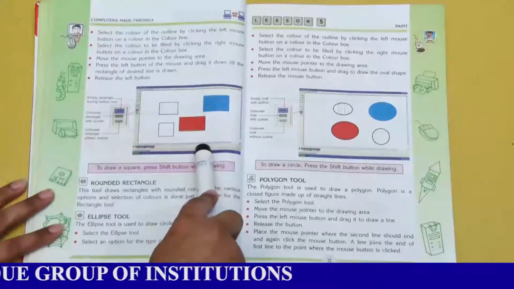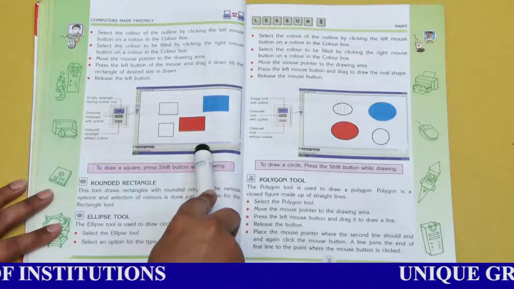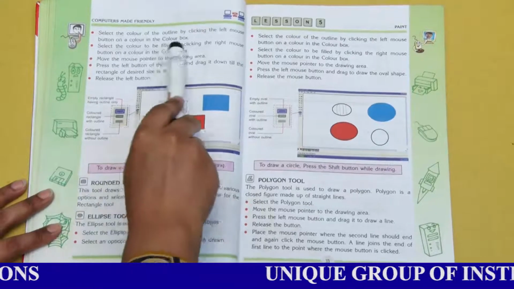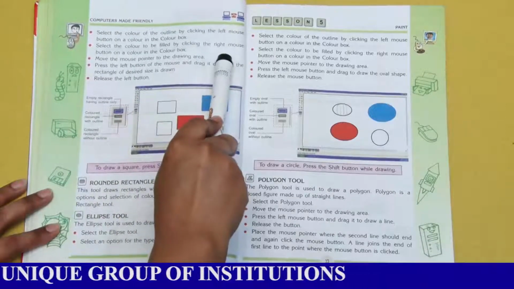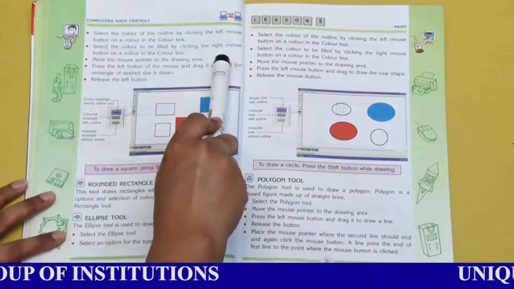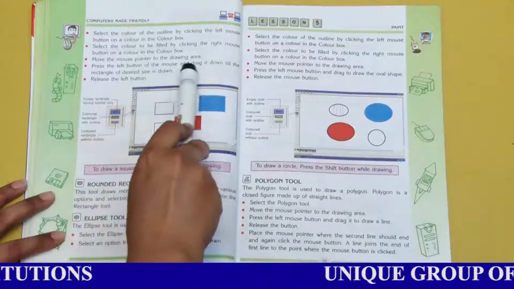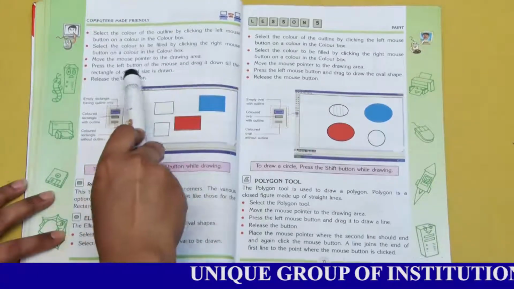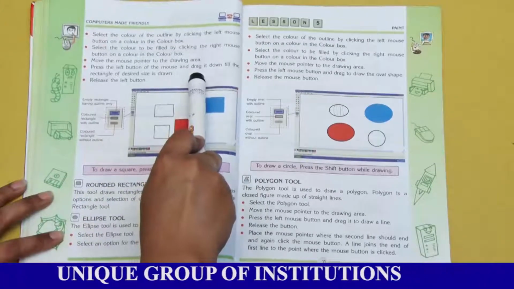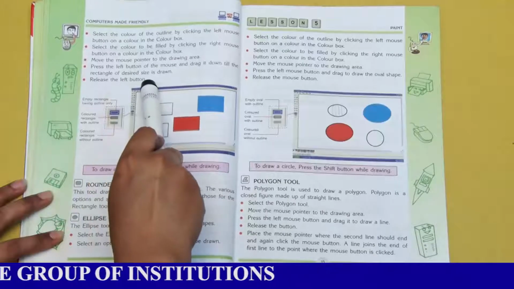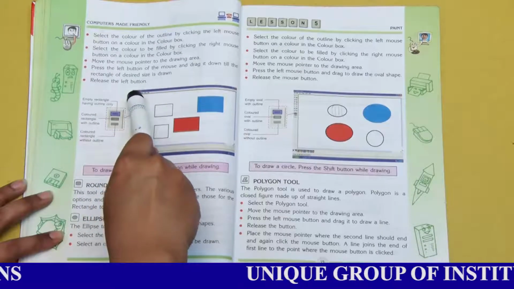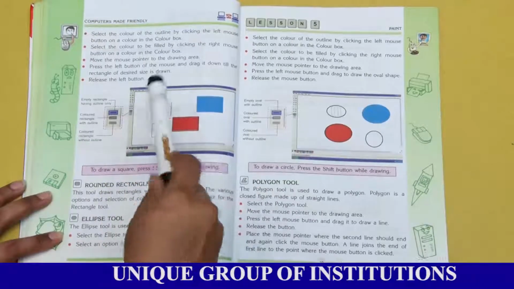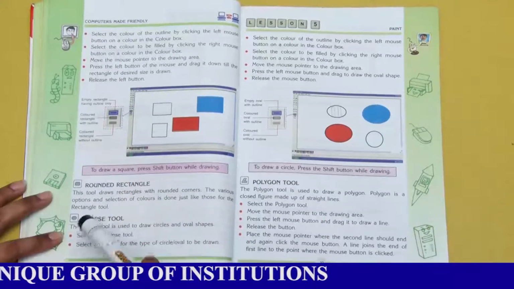Okay students, select the color of the outline by clicking the left mouse button on the color in the color box. Select the color to be filled by clicking the right mouse button on the color in the color box. Move the mouse pointer to the drawing area. Press the left button of the mouse and drag it down till the rectangle of desired size is drawn. Release the left button. और आपको वो desired जो box चाहिए वो आपके सामने appear हो जाएगा.